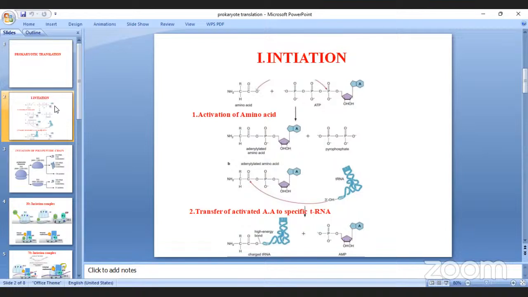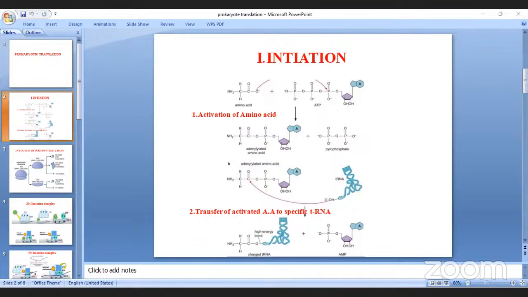First of all, in translation, the definition is completed. Translation means preparation of a polypeptide chain of amino acids on the mRNA strand. That process is called translation. In the translation process, prokaryotes involve four stages: initiation, elongation, peptide bond formation, and termination. But initiation again has two subdivisions. Are you able to see this slide?